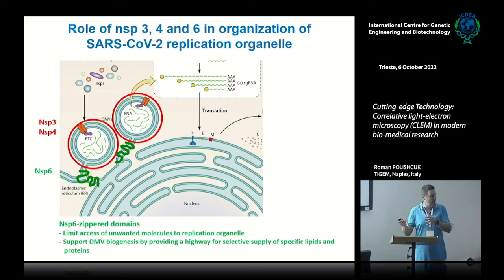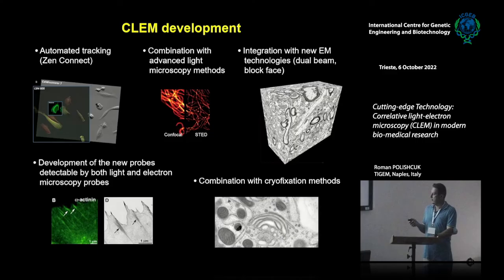Number two is that these structures could support biogenesis of replication organelle double membrane vesicles by allowing a specific and selective supply of lipids and proteins, as we think. But it's not only common for SARS-CoV; other viruses also use ER-connected replication organelles for replication of RNA and its transcription.